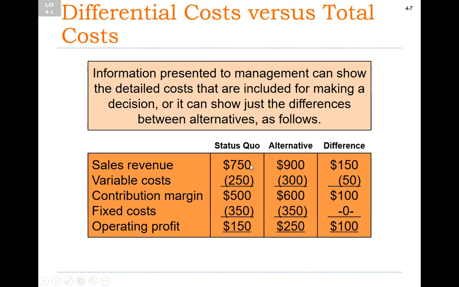Differential costs, I'm just comparing the two alternatives, and it makes it easier when I'm looking at information. I'm not overwhelmed with all these numbers. If I want to know what's going on, what's going to be my change in profits by accepting this alternative, then I can just look at this last column and I can see that profits will increase by $100. And usually in my head, if I'm making more money, then that is the alternative that I want to go with.